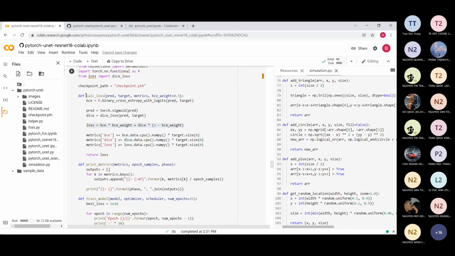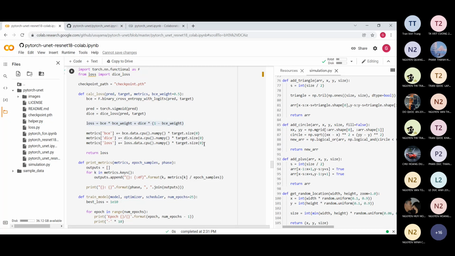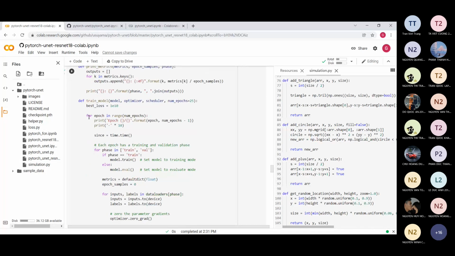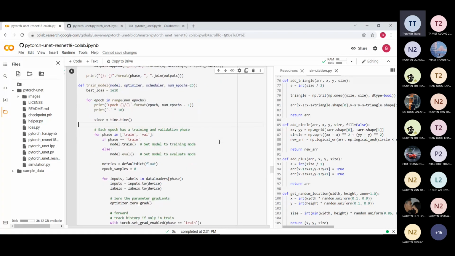They also build the module to calculate the loss, the thing we just talked about. Then there is the print function and the train model here. They use 50 epochs in the code here.